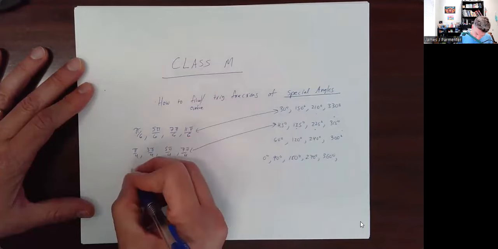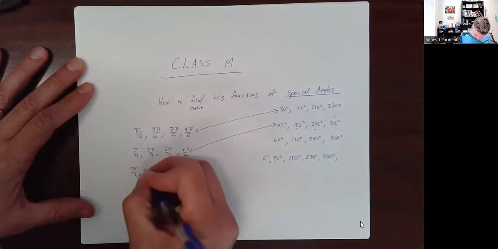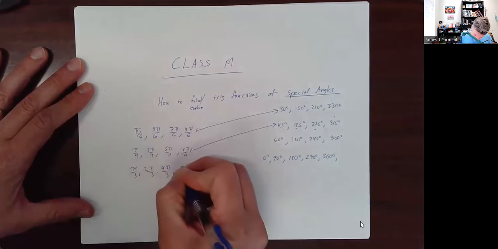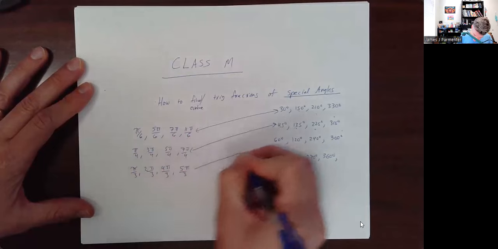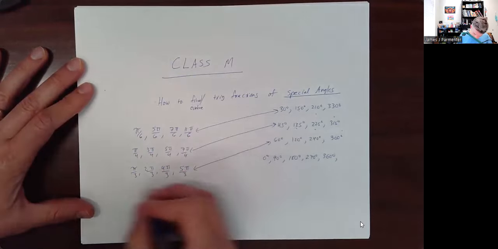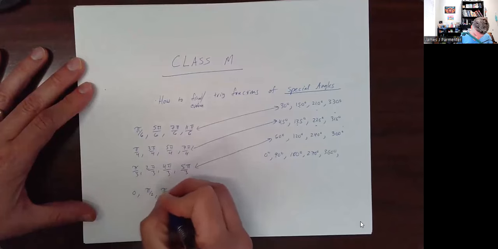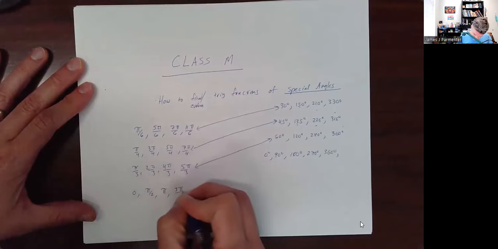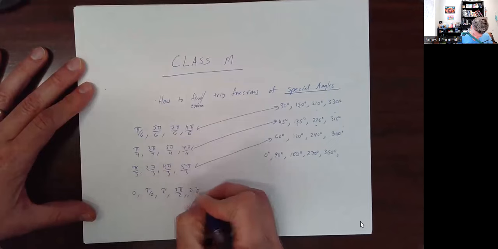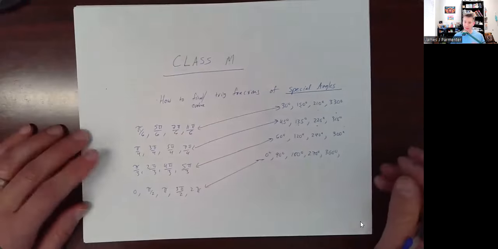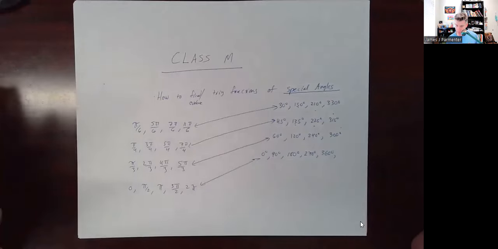And then pi over 3, 2 pi over 3. I'm just looking for the ones that don't reduce. Those all match up with those, and I guess these two. And then we have 0 radians, pi over 2 radians, pi radians, 3 pi over 2 radians, and 2 pi radians. Those will match up with those. Not the most elegant way I've ever written it, but it gets the point across.